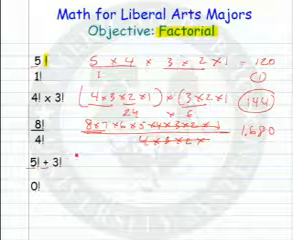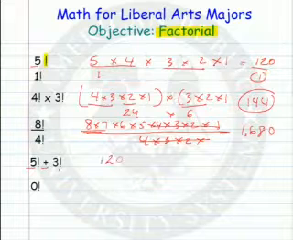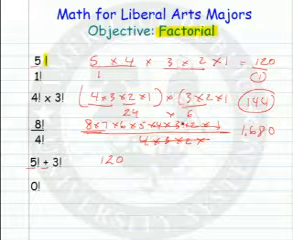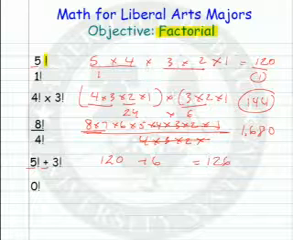Next problem, we're asked to add some factorials. Well, 5 factorial we already know is 120, and 3 factorial we know already is 6. So if you added them, it would be equal to 126.